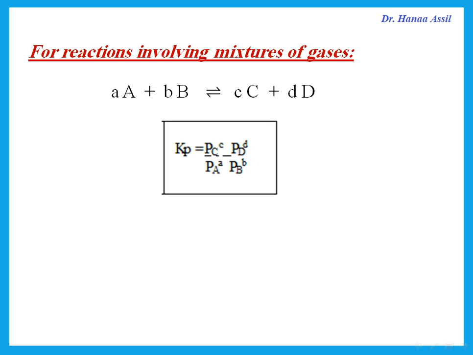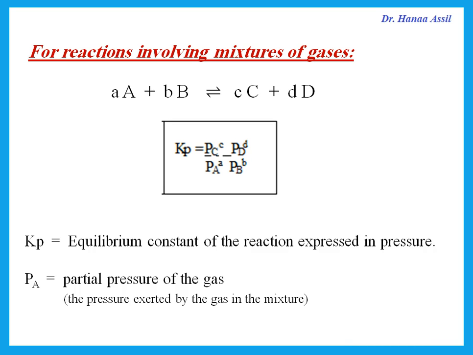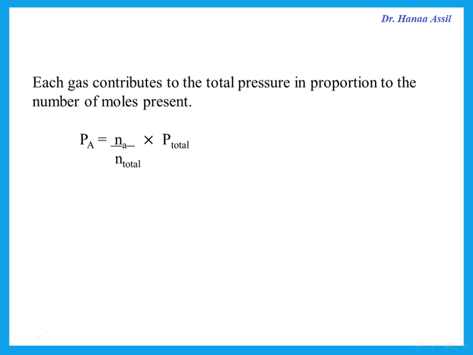So Kp is the equilibrium constant with respect to pressure. It has to do with the partial pressures of each one. Now, this has to apply to a reaction that has only gases, and the partial pressure of each gas is relative to the amount of pressure it exerts in the mixture. So Kp in this case is the equilibrium constant for the reaction in pressure. The P's of each one is the partial pressure of the gas. So it is the pressure exerted by the gas in the mixture.